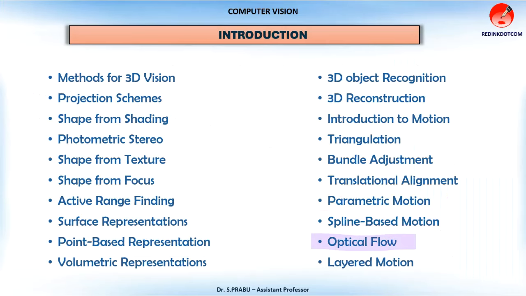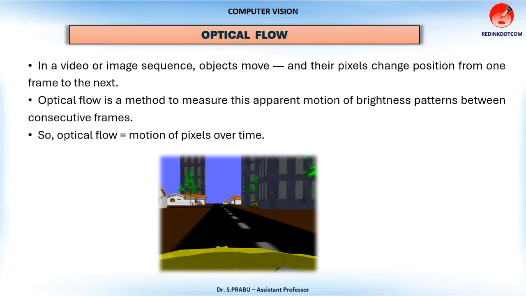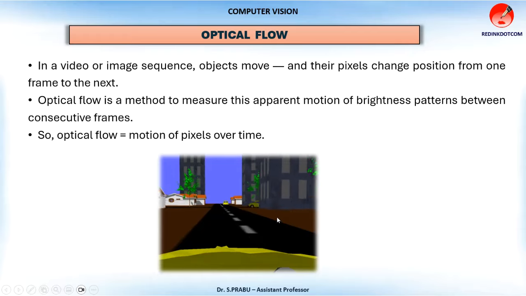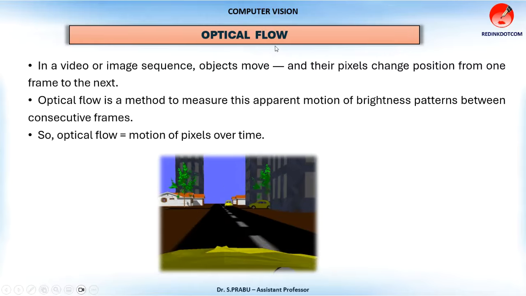The next topic is optical flow. In real time, we have already observed this kind of scenario. When the object moves from one position, the other parts of the image also change. So optical flow identifies these kinds of changes. If the object moves from one place to another, the surrounding objects also change over time. That can be identified by optical flow.